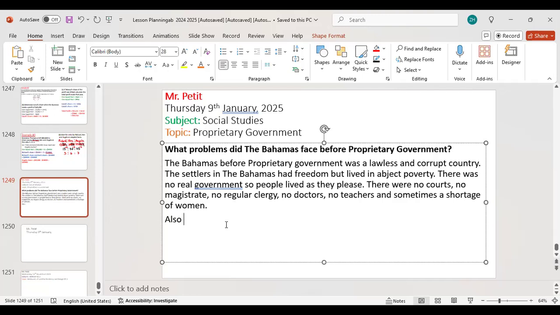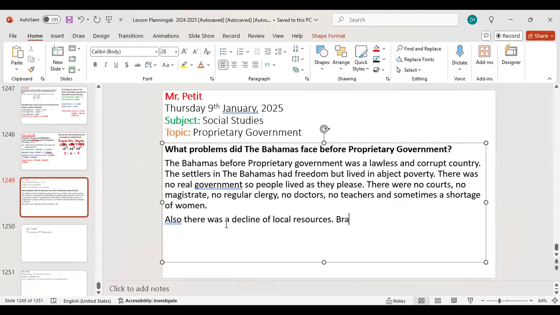Also, true. There was a decline of local resources.